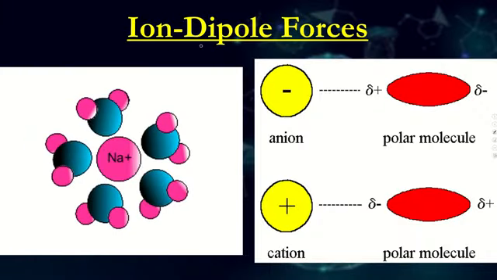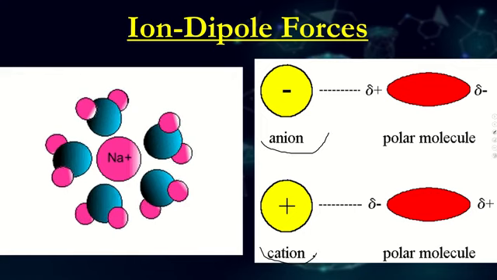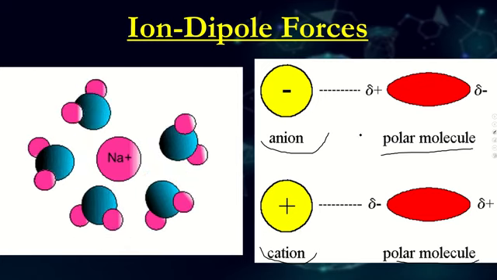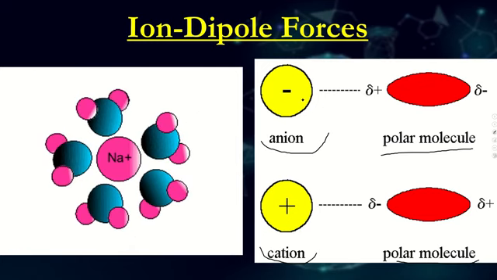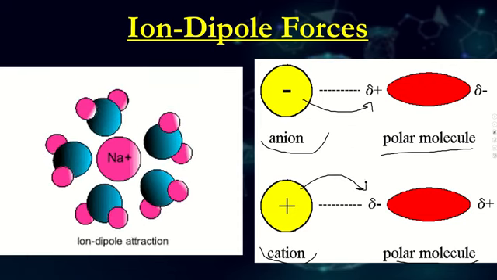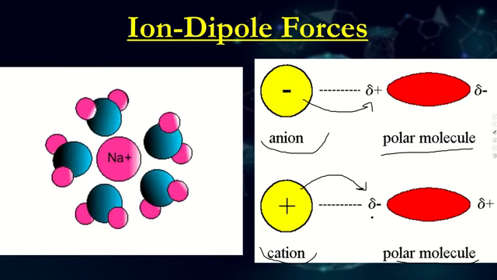The next one we have is an ion-dipole force. Now, an ion, you would know, is just a charged particle. A dipole is just a polar molecule. So when these two come together, the negative ion will try to combine with the positive dipole end, and the positive cation will try and bond with the negative dipole end.